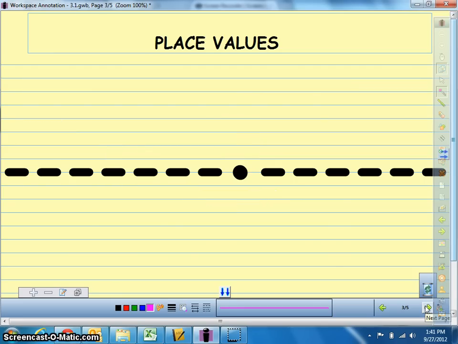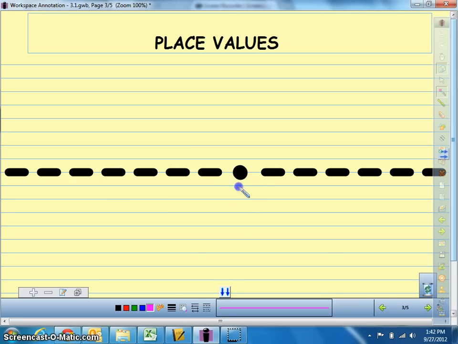So we need to know what these place value names are. This is going to be really important because in your homework and in your quizzes, it's going to ask you to write out a number in words. We need to know how to take a number, take it from words and put it back into numbers. And we just need to know what these place values are.